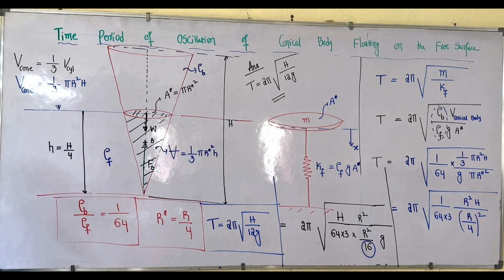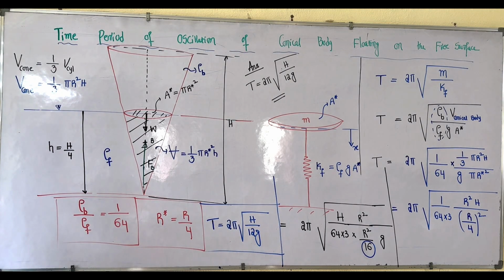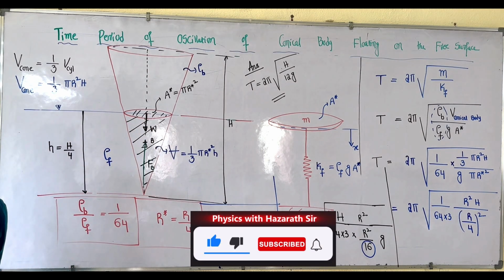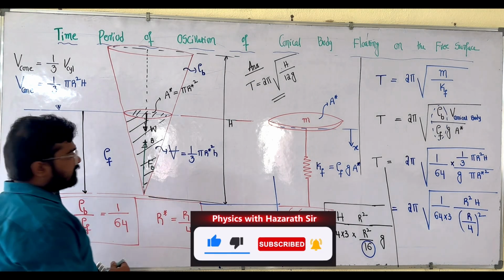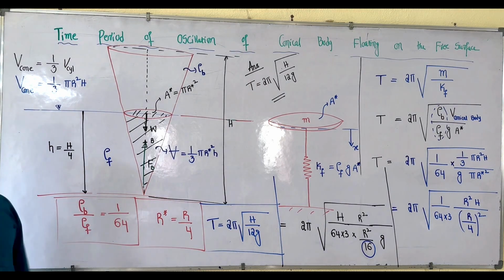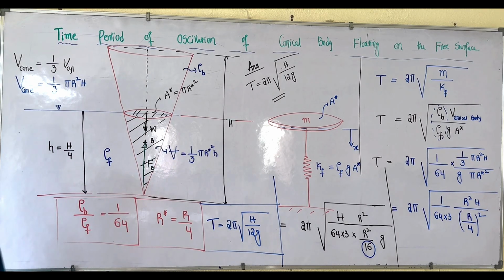Next data. Actually, the center of gravity is H by 4 from the bottom. H by 4 from the bottom, here. Depth of immersion is H by 4. For a cone, the center of gravity is H by 4 from the bottom. Clear? Understood? It won't affect the entire story. The depth of immersion is mentioned in the question.